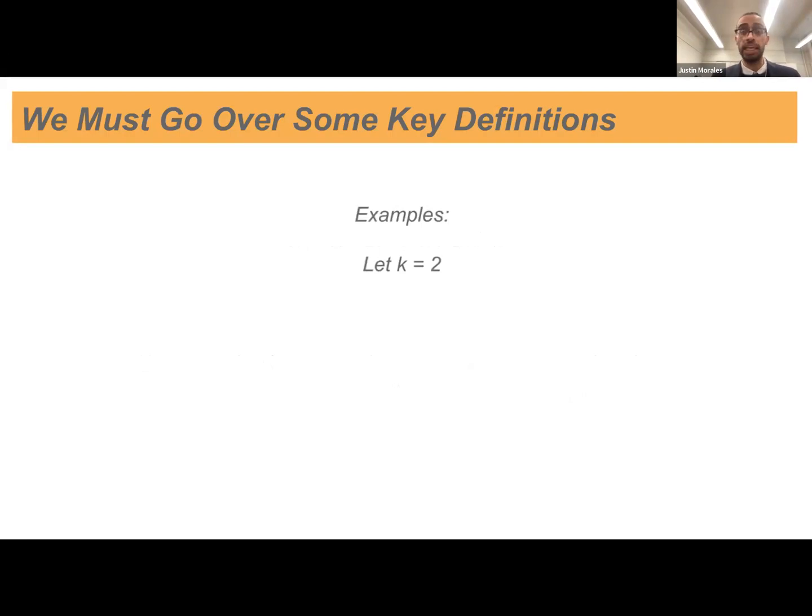Let's see some examples of that real quick. When we let k equal 2, 2 times 2 is 4, and 4 is an even number. If we let k equal 30, 2 times 30 equals 60, that's also an even number. So that is how we're going to define an even number: when you take an integer and multiply it by 2.